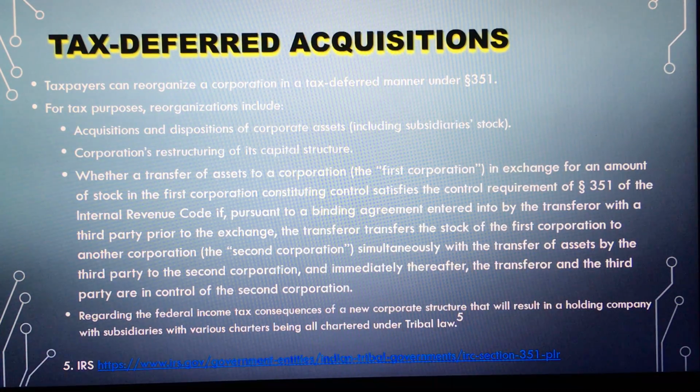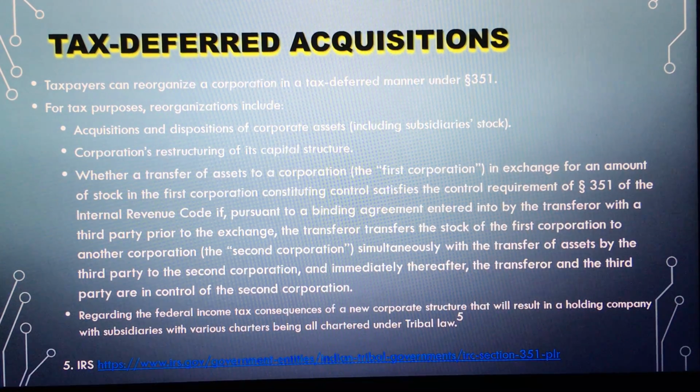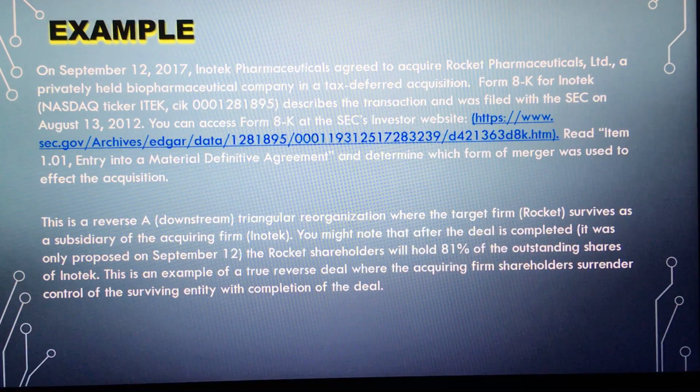Tax-deferred acquisition. Taxpayers can reorganize a corporation in a tax-deferred manner under the Code. For tax purposes, reorganizations include acquisitions and dispositions of corporate assets and a corporation's restructuring of its capital structure. Over there, you can see an example about tax-deferred acquisitions.